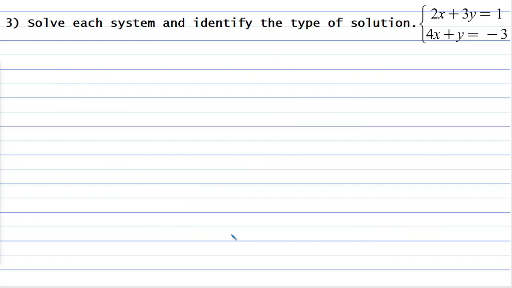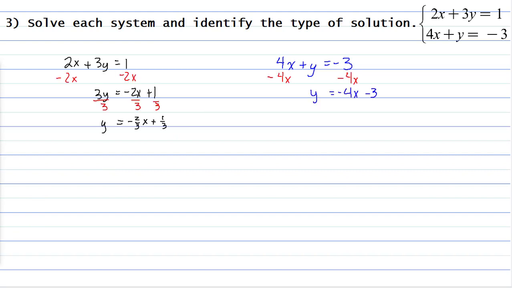So we're going to do the same thing here. We're going to take both of these two equations and solve them, and then discuss what type of solutions we have. So you should have solved it and got the first equation being y equals negative 2/3 x plus 1/3, and the second one being y equals negative 4x minus 3.